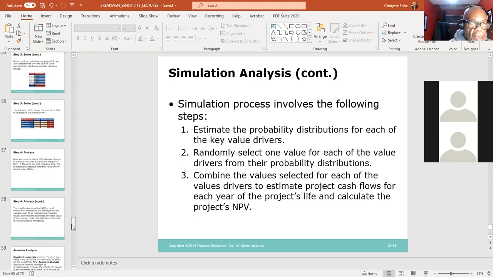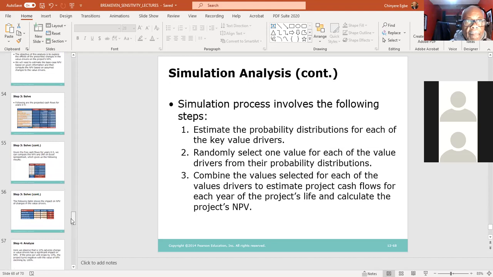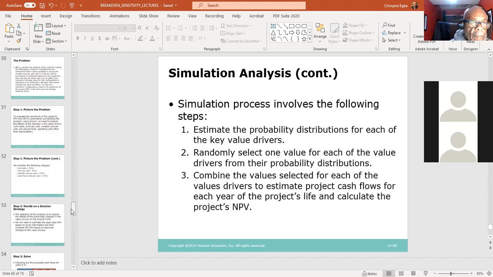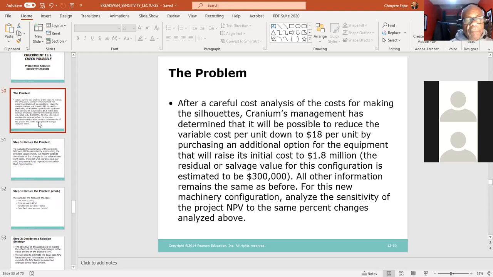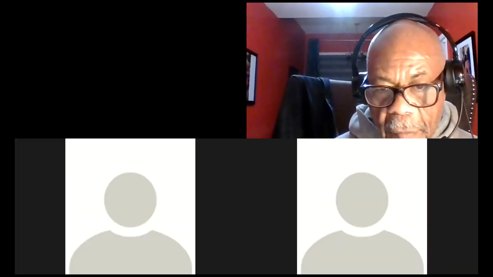I think I skipped some things here. Okay, I'm going to look at some very simple example. Okay, so I'm going to stop share this and pull up another example that I'm going to use to illustrate sensitivity analysis. Okay, so just give me a minute.